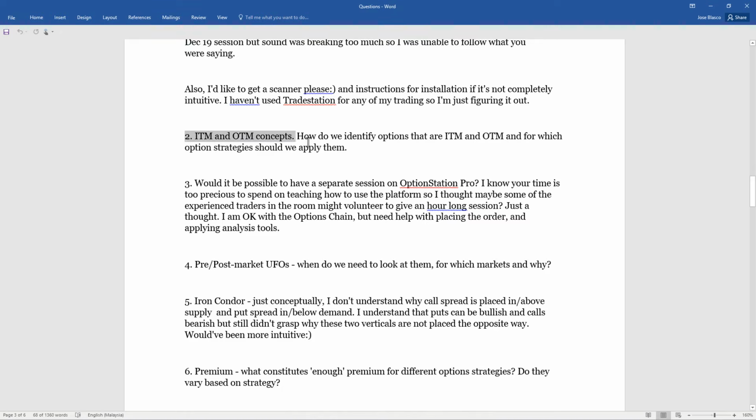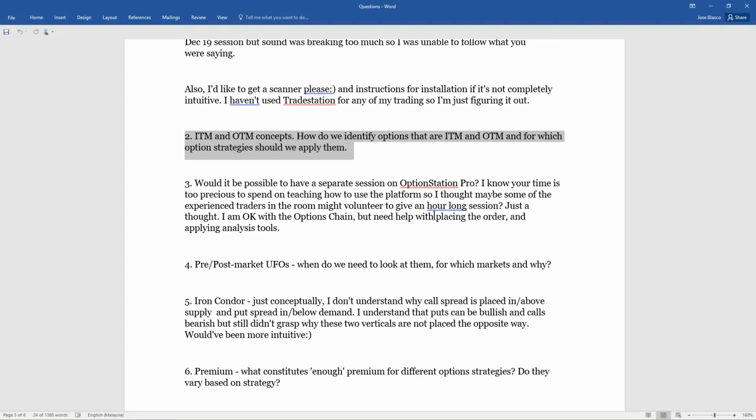Number 2, in the money and at the money concepts. How do we identify options that are in the money and out of the money, and for which option strategy should we apply them? Well, this is a very good question. At the same time, I could spend 2 hours talking about this. So I'm going to give you the short answer. In the money, basically, is when you can brag about it. That's in the money.